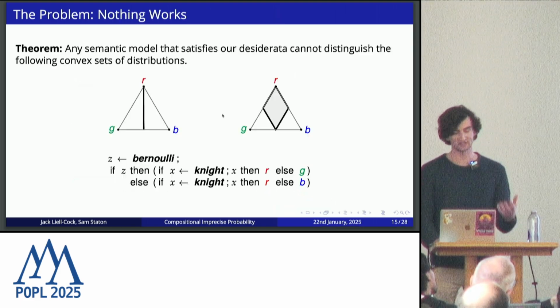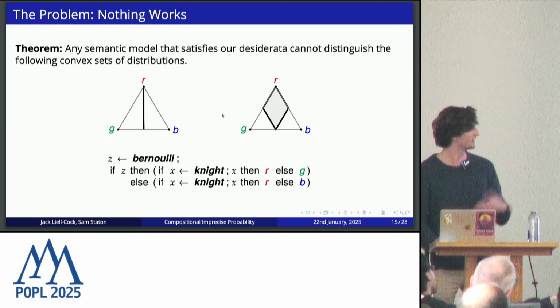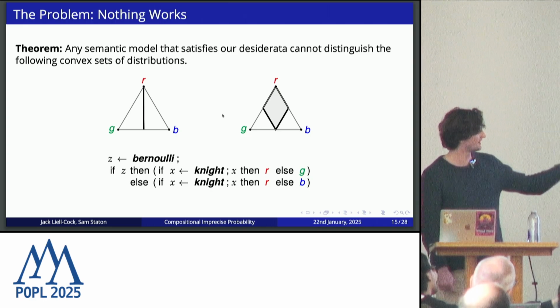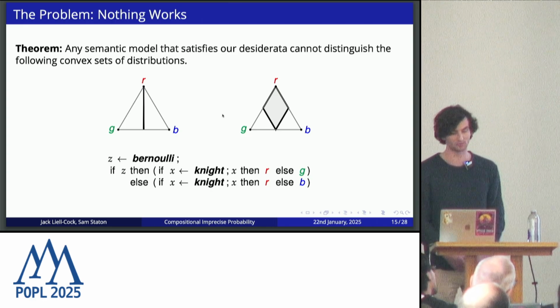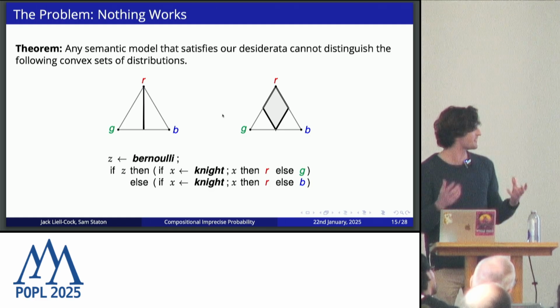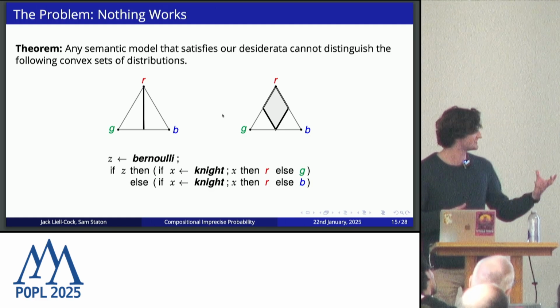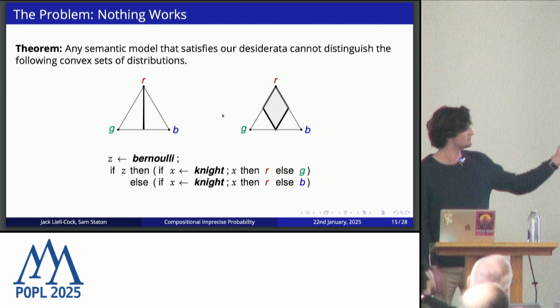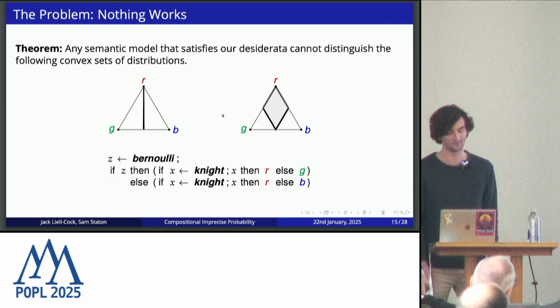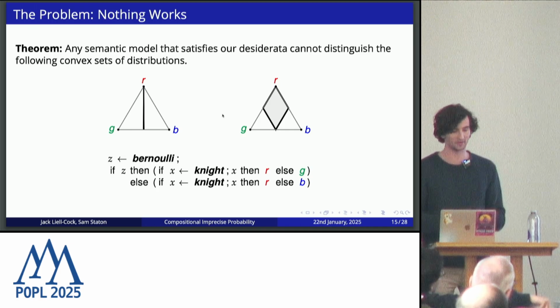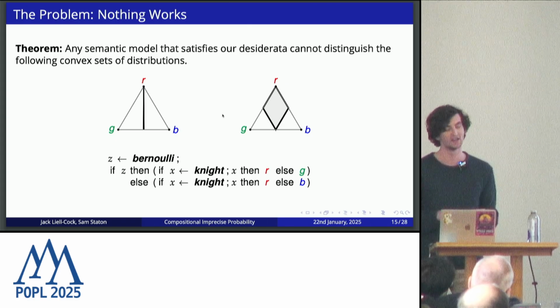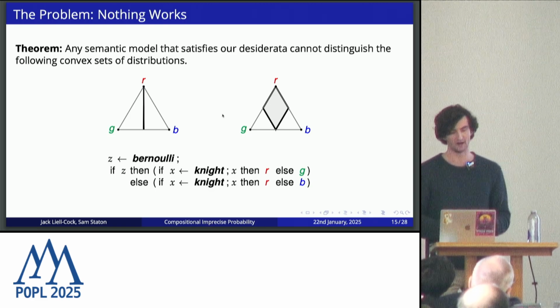And in fact, no semantic model works because we have this paradoxical program here where we basically sample two Knightian choices on each branch. And yeah, the paradox arises in whether they're the same Knightian choice or whether they're different Knightian choices. And in each interpretation, we get the left or right convex power set here. And basically the desiderata says there's no way we can actually distinguish these. So there's no way to actually talk about imprecise probabilities in this semantic model.